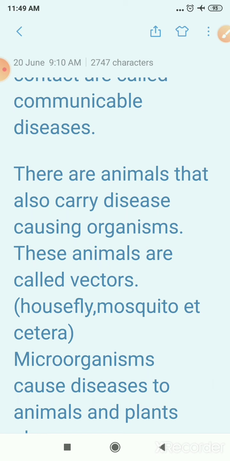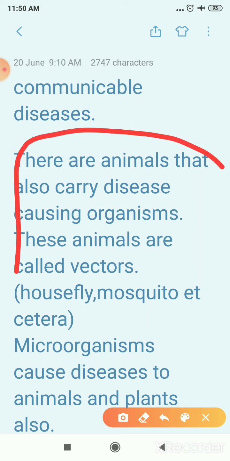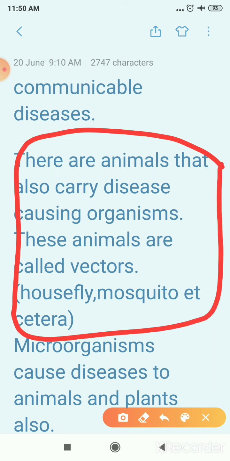There are some diseases that are transported from one person to another person through insects. Those insects or those animals that carry disease-causing organisms are called vectors. Mosquito, housefly, all these are vectors. Disease carrying organisms.